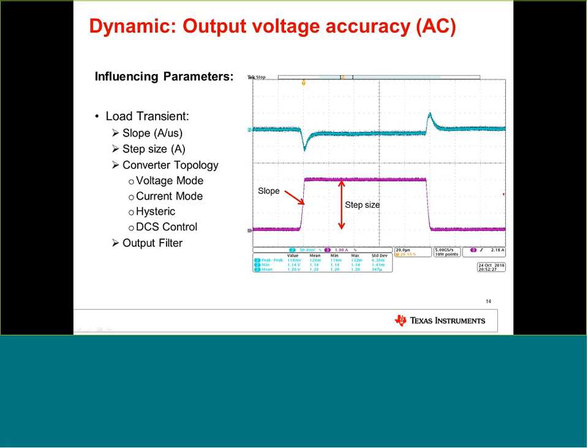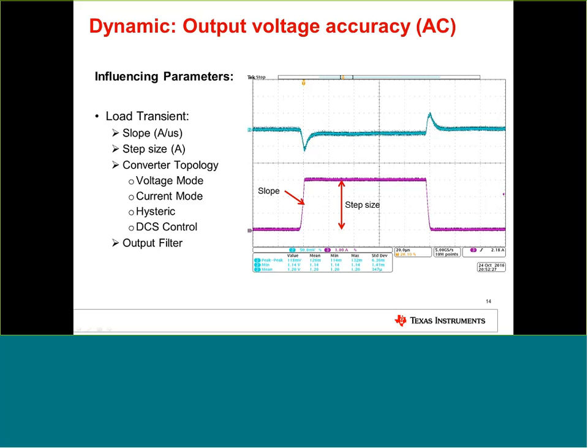Then the converter topology itself will have an influence on the transient behavior of the DCDC. There are different ones, for example voltage mode, current mode, and then we have hysteretic converters and DCS control. Especially the hysteretic and DCS control topologies offer the best transient performance you can get. So we are really, really fast, and with this you can really stay within the tight tolerances of these FPGA supply rails.